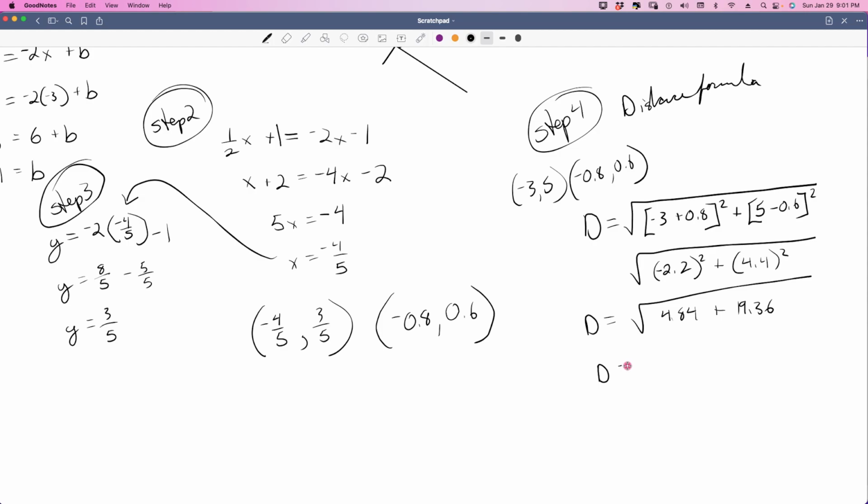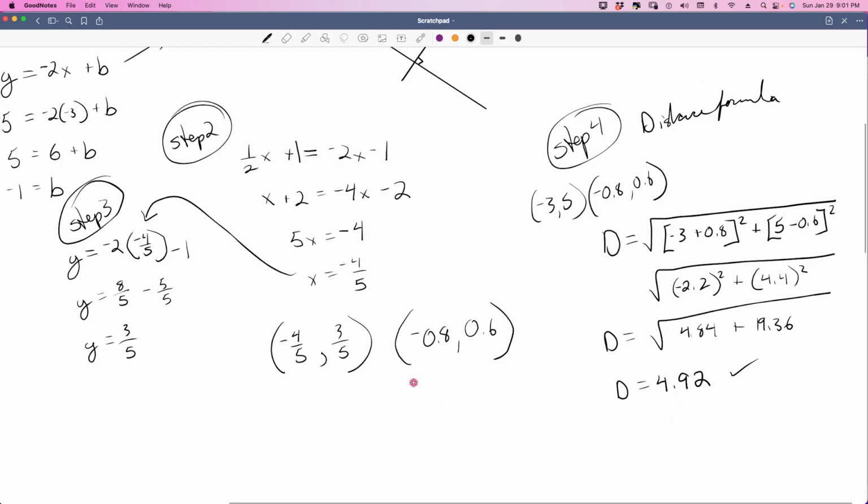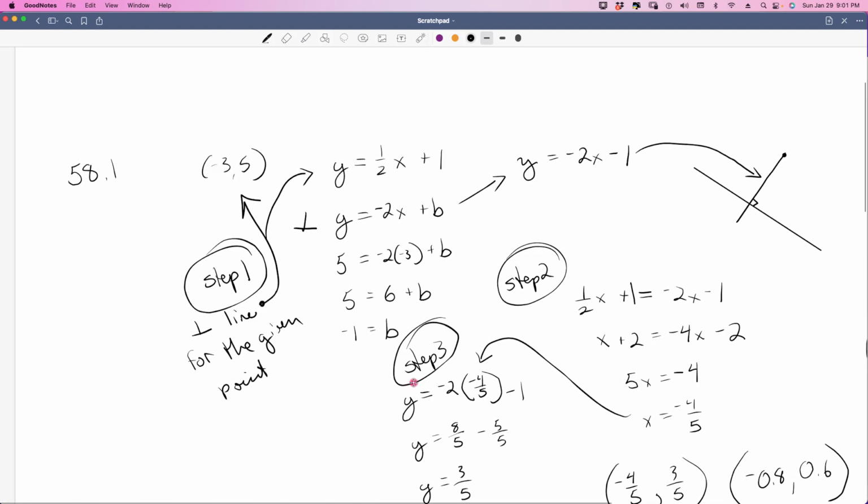So the distance is equal to 4.92 units, whatever those units are, and that is the same answer that the book has. We figured it out. That's what you're going to do. So let's go back over our steps so that you know how to do this.